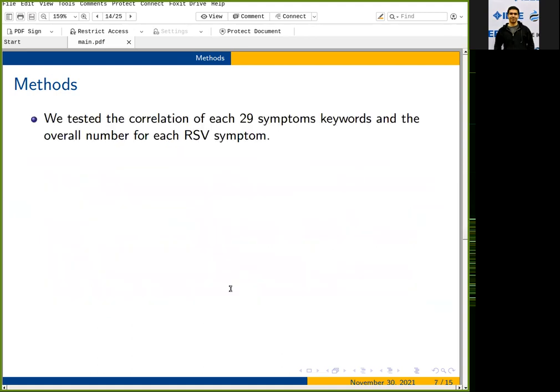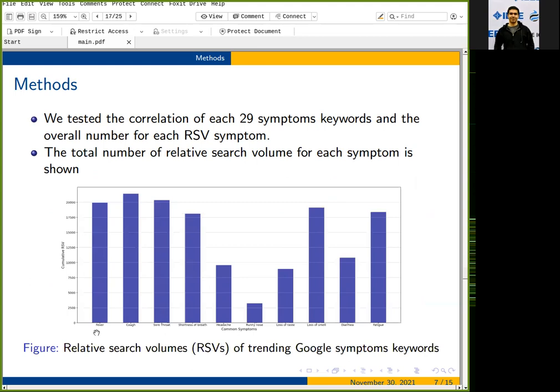We tested the correlation of each of the 29 symptom keywords and the overall number for each relative search volume symptom. And the total number of relative search volume for each symptom is shown below. So these are the keywords investigated in our study: fever, cough, sore throat, shortness of breath, headache, runny nose, loss of taste, loss of smell, diarrhea, and fatigue. And this is the relative search volume, how many Google searches for this keyword have occurred.